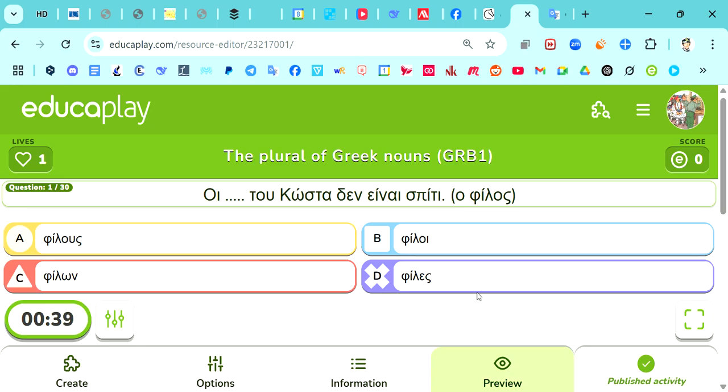If you want, as we do the exercise, you might pause the video and see if you got the right answer. So, του Κώστα δεν είναι σπίτι. Here the correct answer would be B, φίλοι. But how would I get to this conclusion? There are two things I have to know here. One is which case I need, and the second is what the appropriate ending for this word is. So let's start with the case.